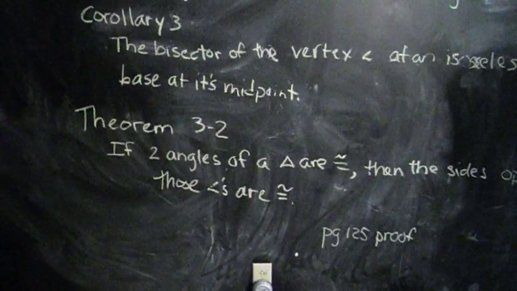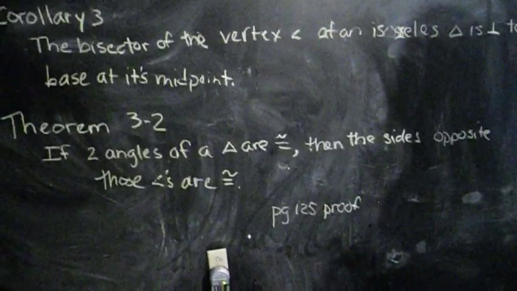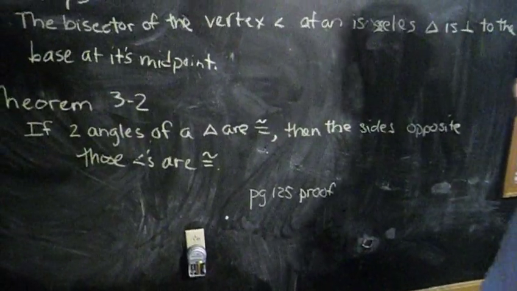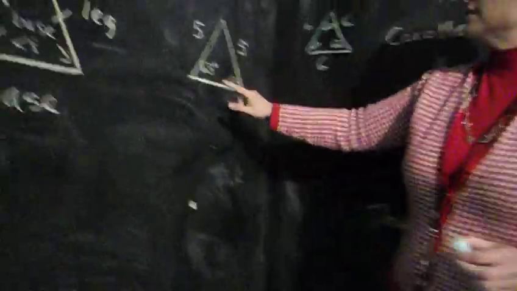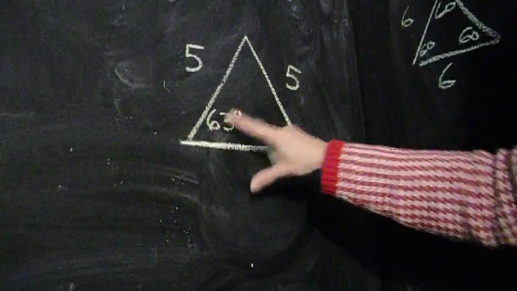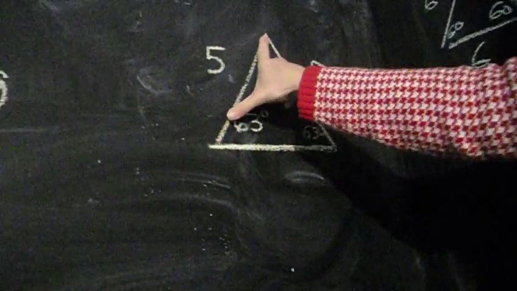Theorem 3.2 says if two angles of a triangle are congruent, then the sides opposite those angles are congruent. So it's kind of like the opposite of what we just said, but let's go back over to this example. These two angles are congruent. They're both 63 degrees. So that means the sides opposite them are going to be the same length. So that would be 5 and that would be 5.